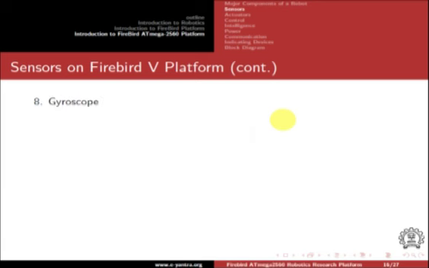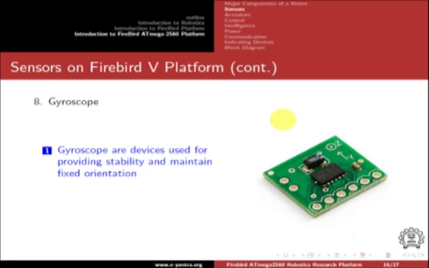Next we have the gyroscope. This also is an add-on module and is not present on the Firebird platform. A gyroscope provides the angular velocity of the object. These sensors can be used for maintaining the orientation of the object and hence maintaining its stability.